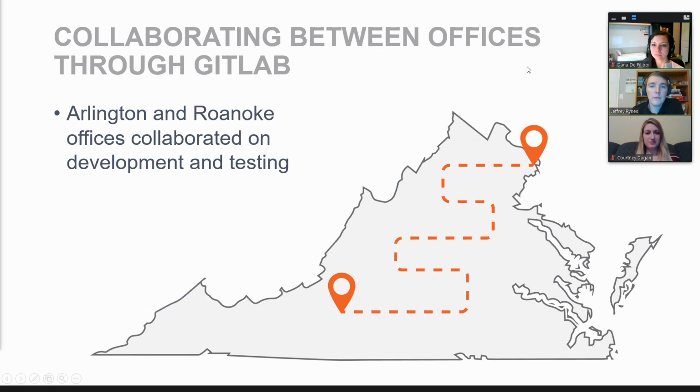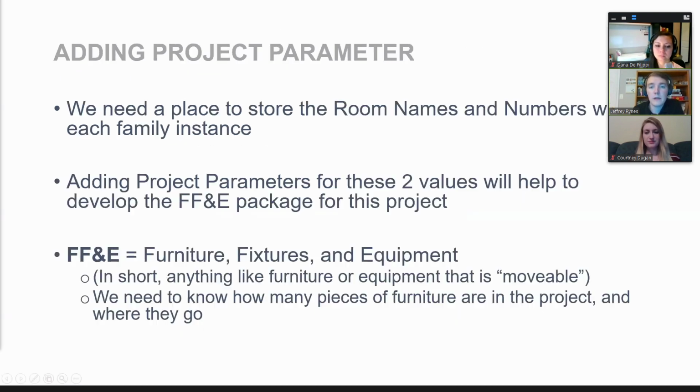So to this slide here, collaborating between our offices through GitLab, and we'll unpack that point about GitLab a bit more in the second half of this presentation, more of a technical deep dive. But in this scenario, the Arlington and the Roanoke offices were collaborating together on development and testing. So we had myself and a few other people down in the Roanoke office using GitLab to start to develop some code together, which seemed to be pretty compelling and trying to push the envelope a little bit in that way. Courtney, could you talk a little bit about adding in that project parameter for the families?